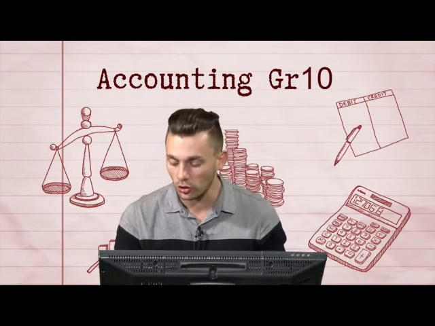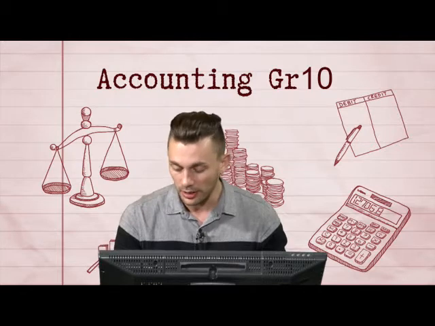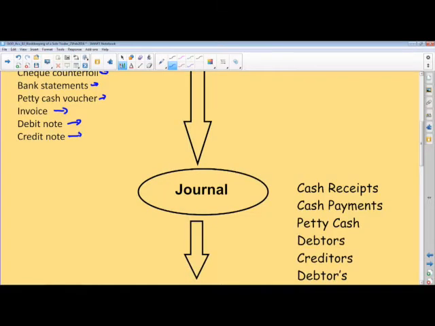Now let's continue to our next step. Your next step will be journals. Your journals will be your second point of entry. Now what journals do we have? I did touch on all of them. We'll have your cash receipts journal when we receive money. We will also have your cash payments journal when we pay with the check or through the bank statement. Remember, internet banking, we have EFTs, we have debit orders, we have stop orders. All those things will be regarded as payments.